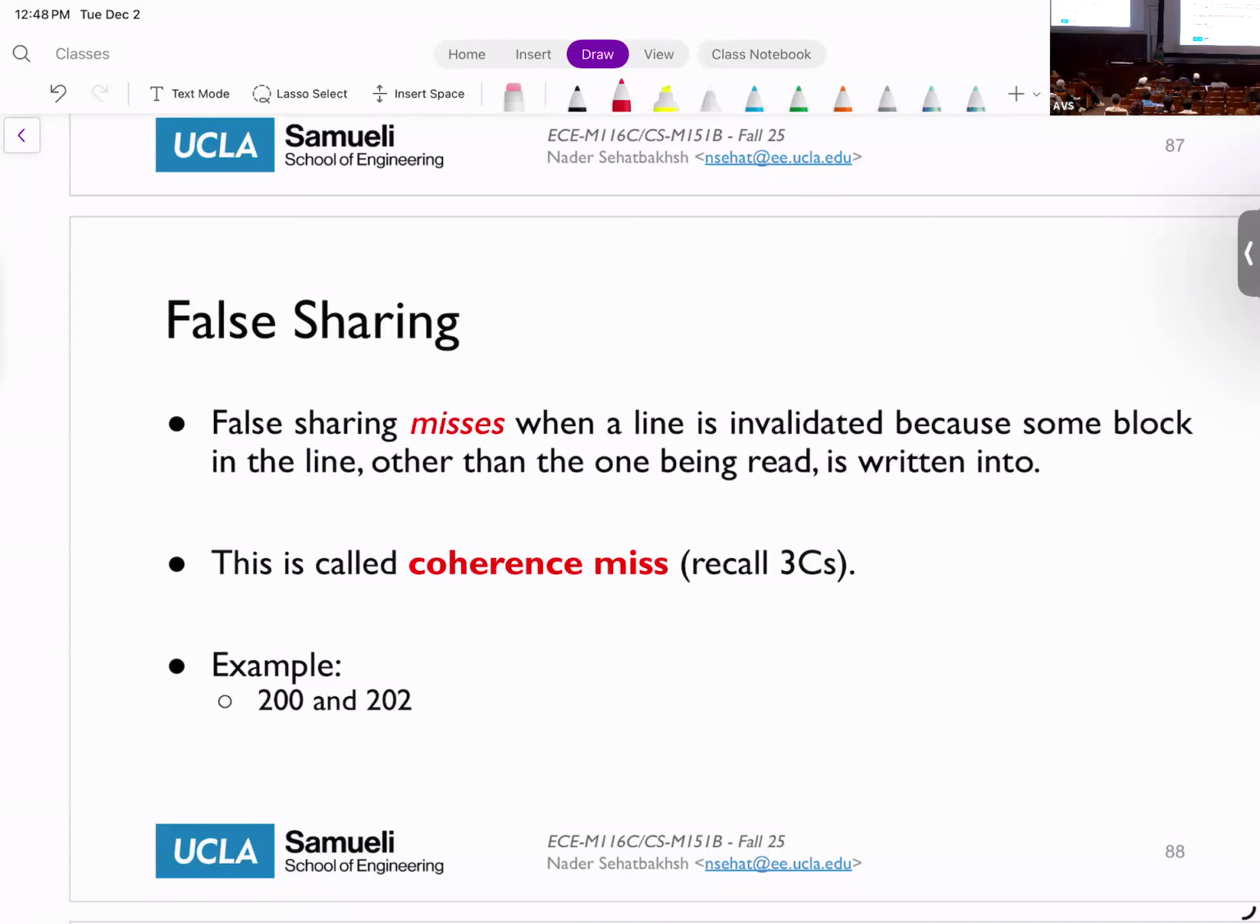And as a result of this false sharing, we might have extra misses. If I have a line that is being invalidated, and then another line that wasn't supposed to be evicted from the cache is now a miss, that is what we call a coherency miss. Yes.